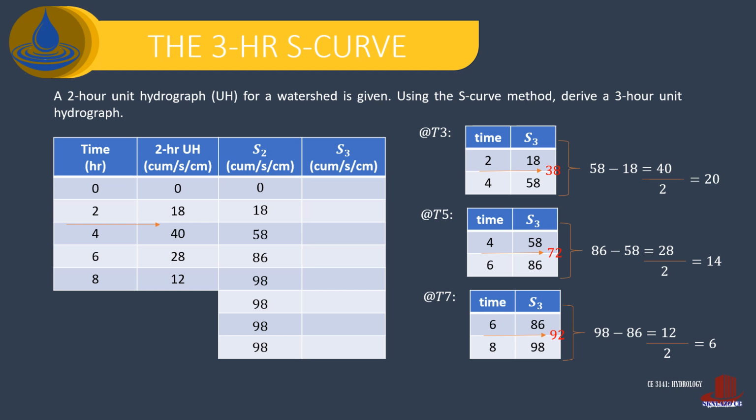The next thing to clarify is where to place the S coordinates. T3, being between 2 and 4, has the coordinate of 38 at T4. The 72 for T5 is placed next at T6, and also 92 for T7 is placed at T8. The rest need no interpolation, as the S-curve remains constant at 98.